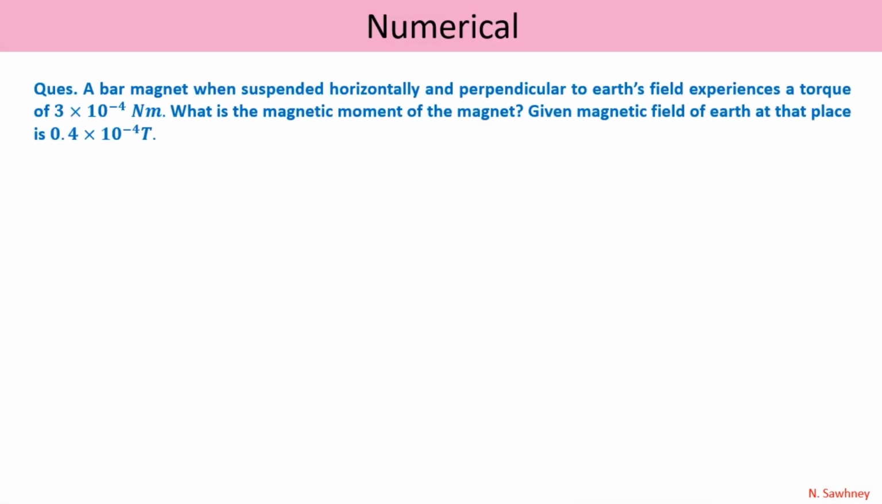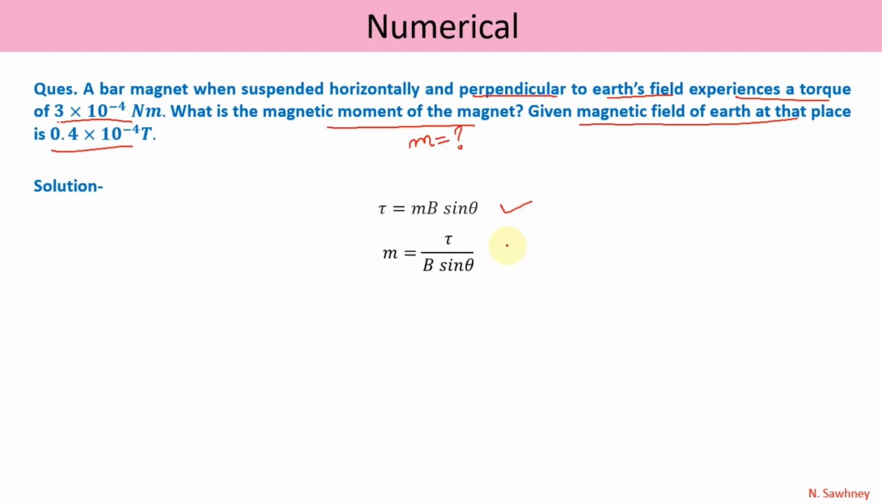Now let us attempt one numerical. A bar magnet, when suspended horizontally and perpendicular to the Earth's magnetic field, experiences a torque which is equal to 3×10⁻⁴ Newton meter. What is the magnetic moment of the magnet? That means we have to calculate m. And here the magnetic field of Earth at that place is given as 0.4×10⁻⁴ Tesla. We are aware of the formula of the torque, which is equal to mB sinθ. Rearranging it to obtain the magnetic moment and putting down all the values given in the question like this, we will obtain the magnetic dipole moment as 7.5 joules per Tesla.